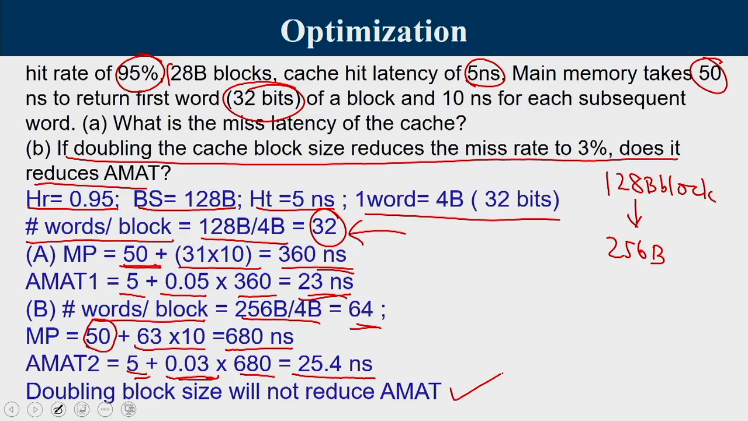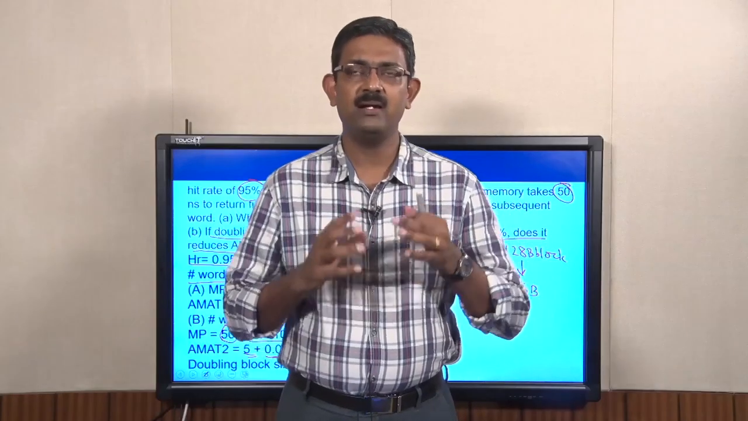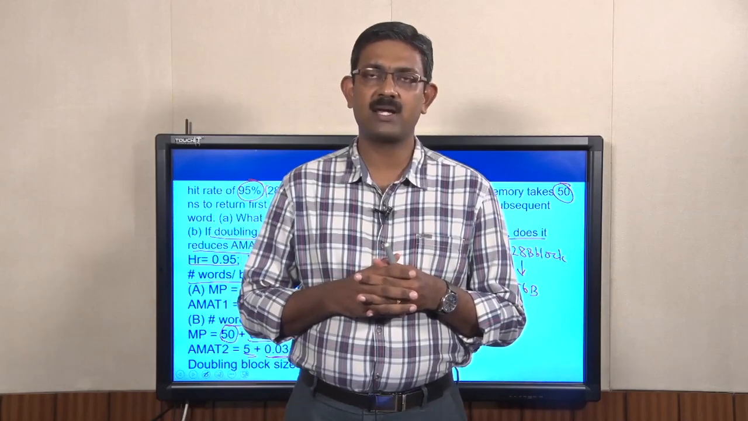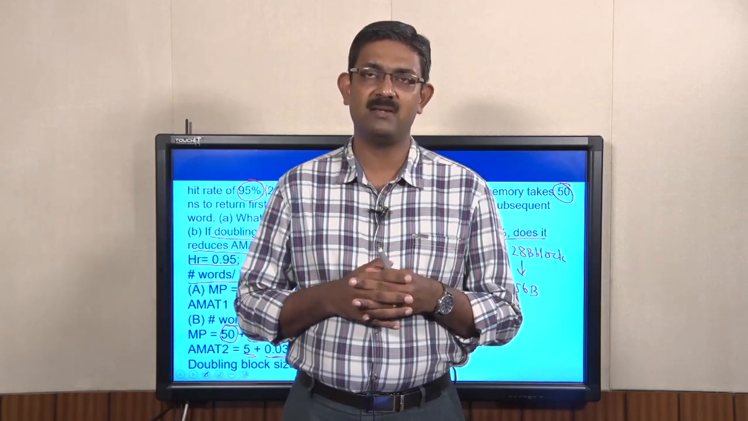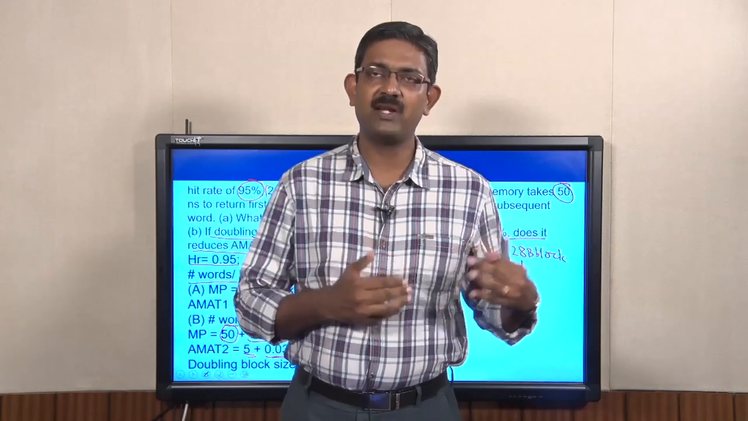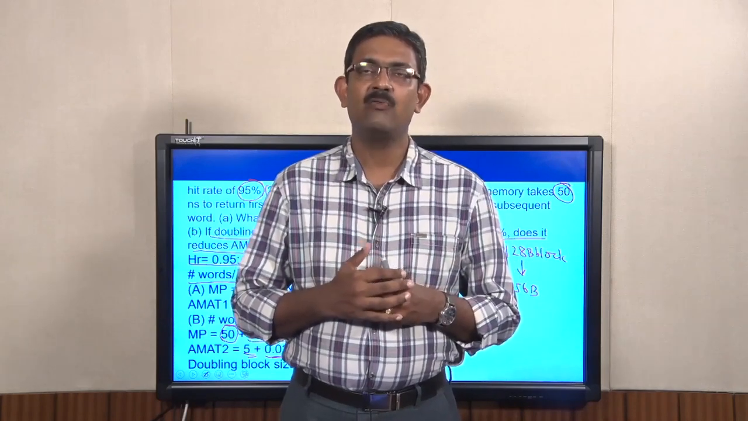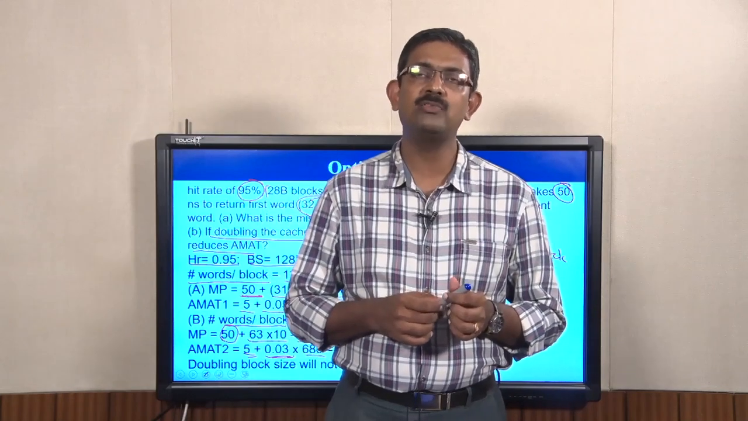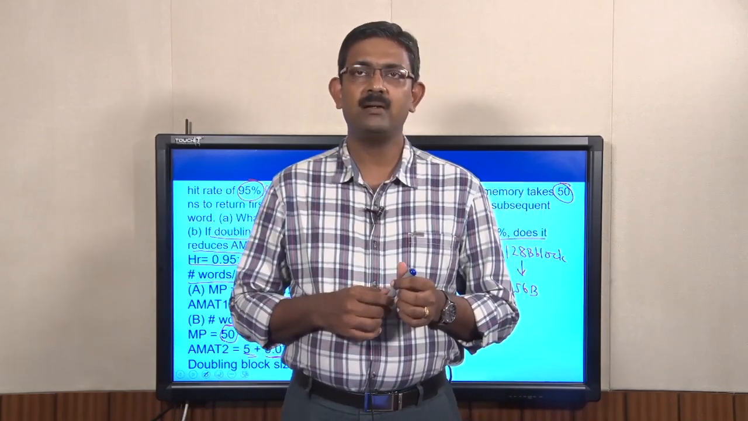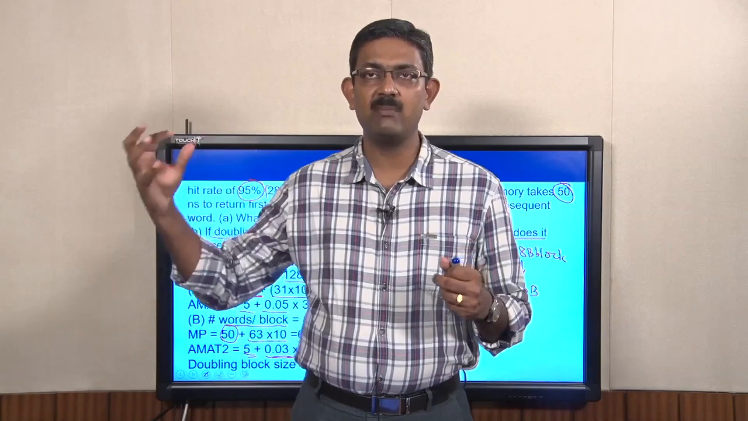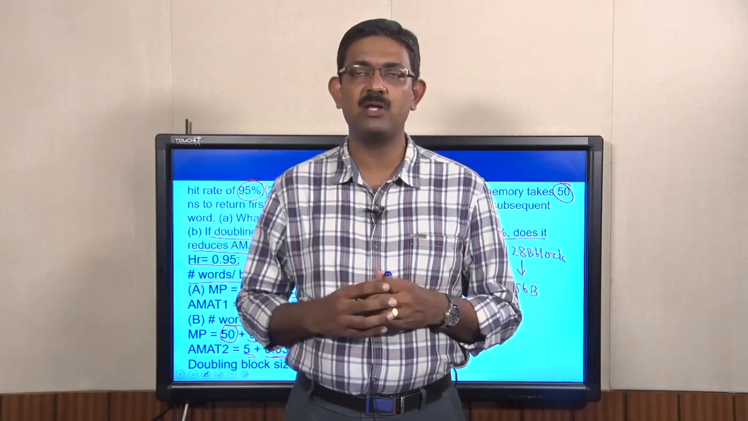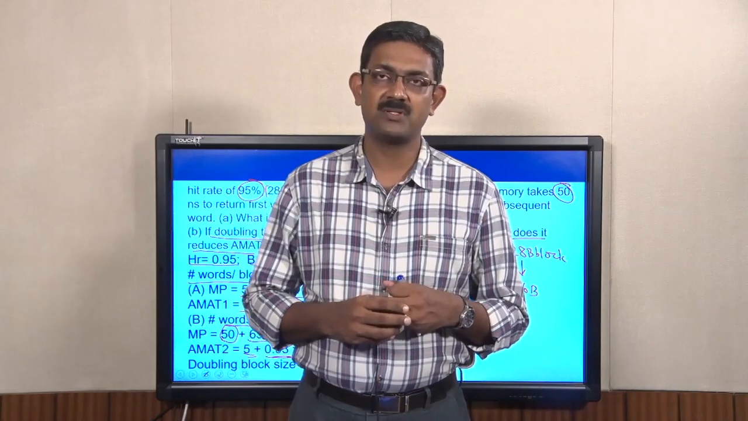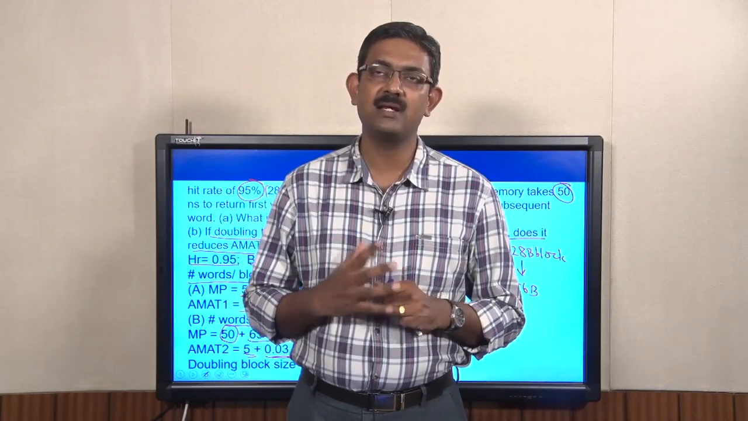So, this is a classical example of a case wherein the block size is increased. When you increase the block size, then we are trying to reduce compulsory misses. So, that is reflected in this question. From 5%, your miss rate has come down all the way to 3%. But when the block size is increased, you have to bring multiple words from the next level of memory into cache. That has been reflected, as we discussed, in this question. The miss penalty value is increasing.